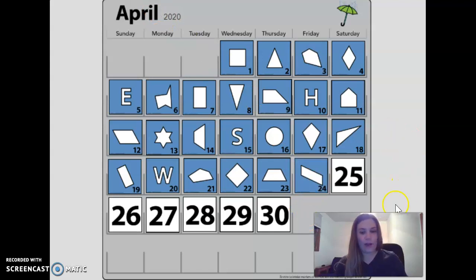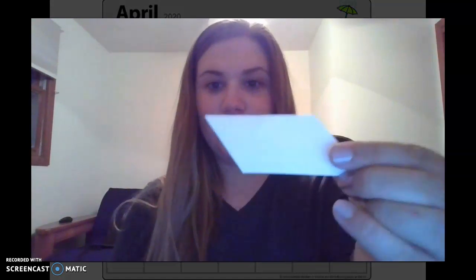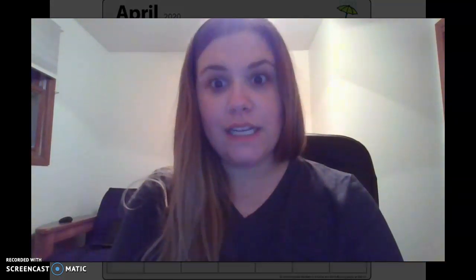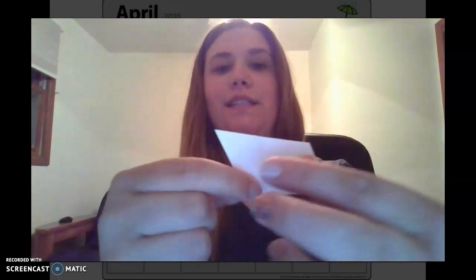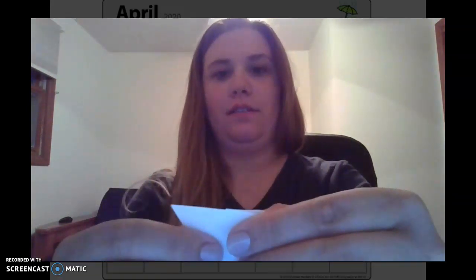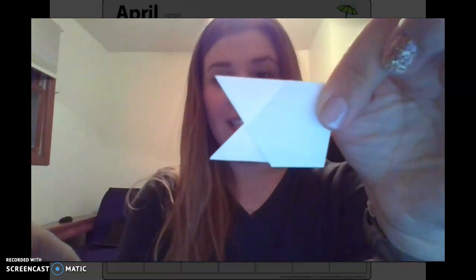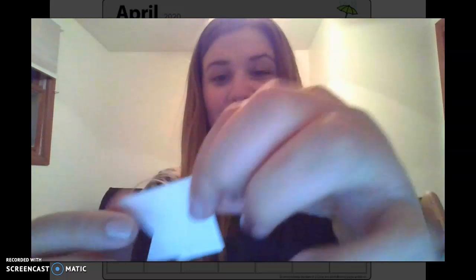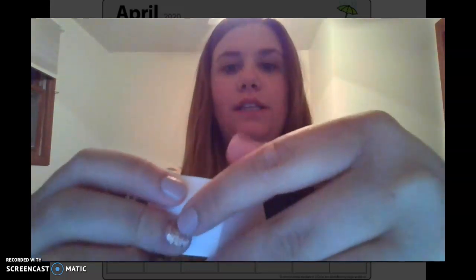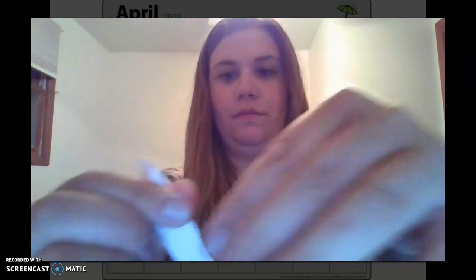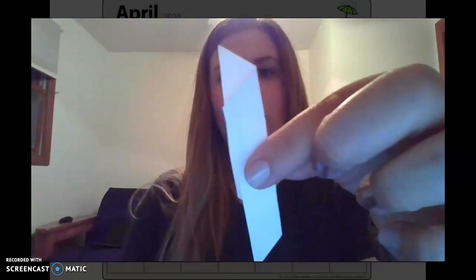We have a quadrilateral. Here's mine right here. And we are going to find out if this here is symmetrical. So let's check. Is it symmetrical? It is not. But I wonder if I fold it this way, if it'll be symmetrical. Is it symmetrical? Nope. All right, let's log that.